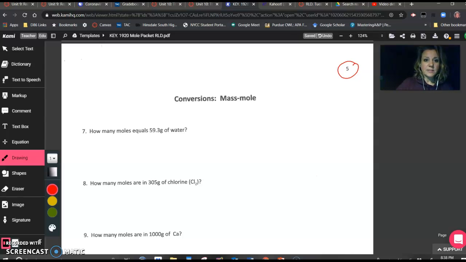So number 7 says, how many moles equals 59.3 grams of water? You're going to see that the way that I think through this and the way that I set it up is extremely similar to what I did on page 4. So once again, I'm first of all going to look at what I'm given in the problem because that's going to be the first part of my proportion that I set up.